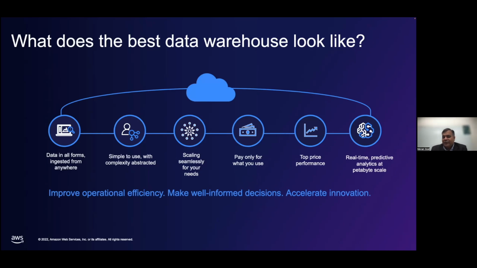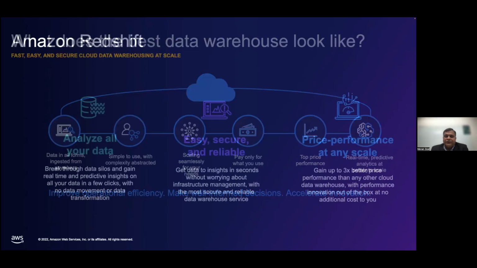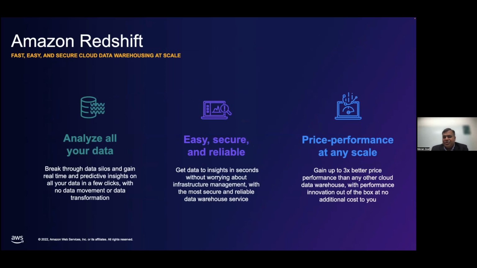If you have these capabilities available in the cloud, you have a fully managed analytics infrastructure, which can help you process any kind of data, scale as you need it, give you top price performance, and do interesting kinds of analytics. That's the system that can really help you improve your operational efficiency, help you make well-informed business decisions, and accelerate innovation. So that's where Amazon Redshift, as AWS's flagship cloud data warehousing service, comes into play.